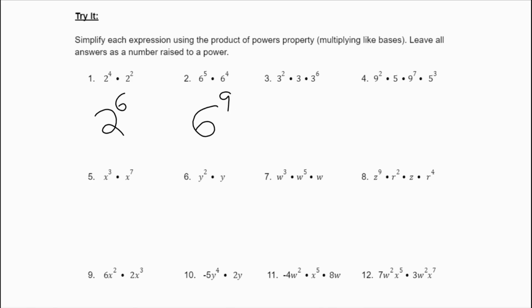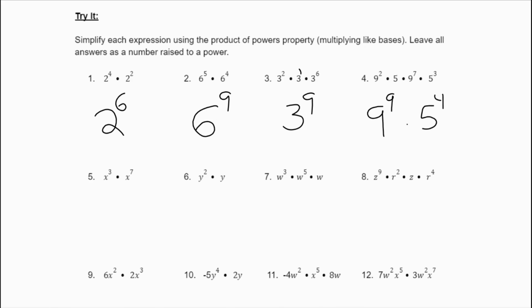Number 3, I have 3 squared times 3 to the sixth. 3 squared times 3 would be 3 to the third, because remember that 3 is 3 to the first, and then 3 to the third times 3 to the sixth is 3 to the ninth. Number 4, now I have 2 different bases. I can only combine like bases, so I'll combine the 9's and then the 5's. 9 squared times 9 to the seventh would be 9 to the ninth, and then this is going to be multiplied by 5 to the first times 5 cubed, which is 5 to the fourth.